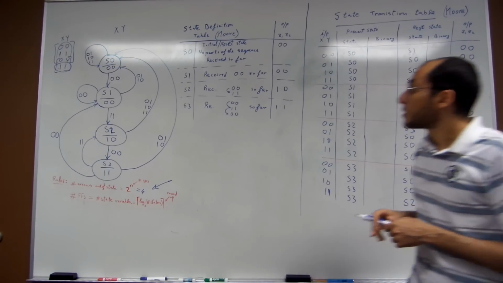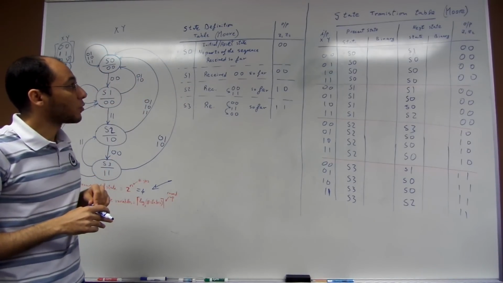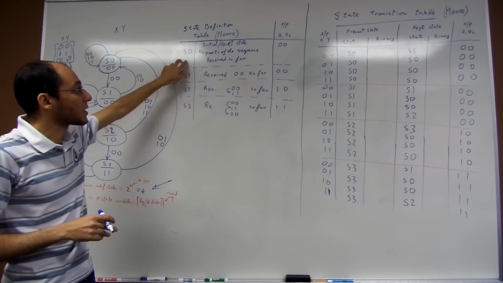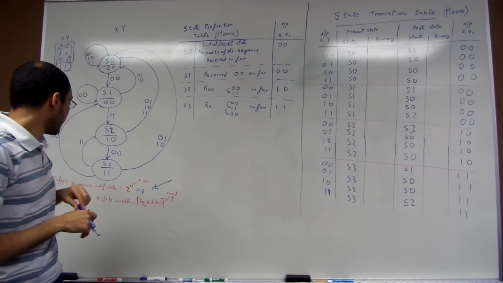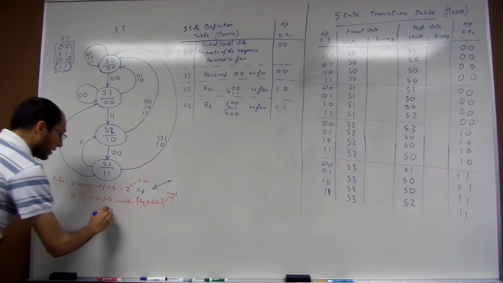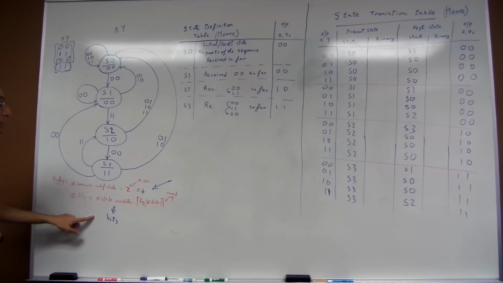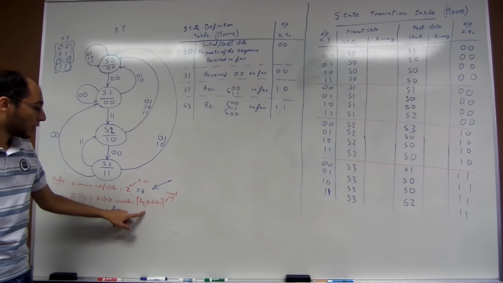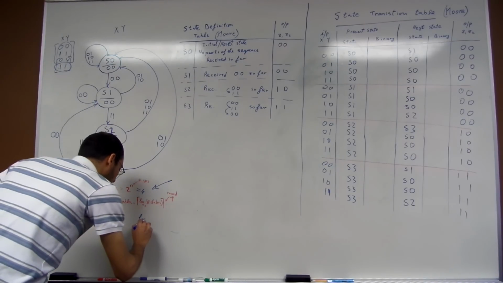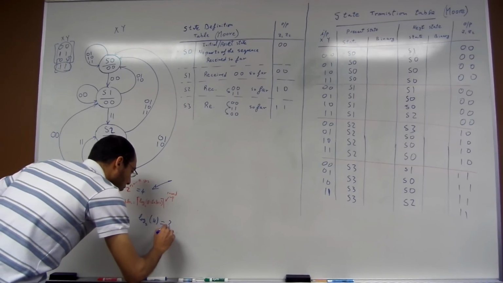Since we have here 4 states, I'm going to assign a binary sequence for each state. How many bits do I need to assign for each state? The number of state variables equals the number of bits to be assigned for each state, which equals the logarithm to the base 2 of the number of states. Here this is 4. Log to the base 2 of 4 is equal to 2.